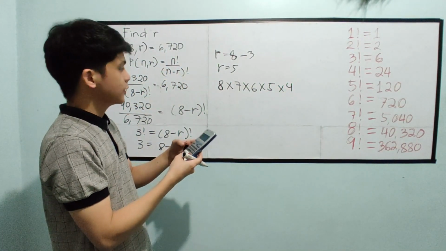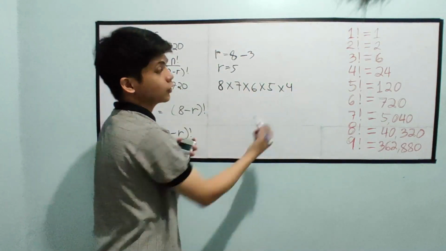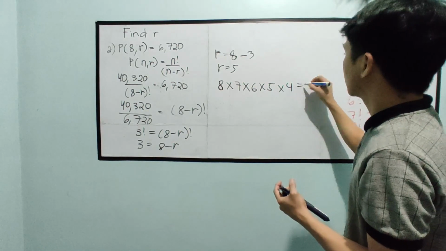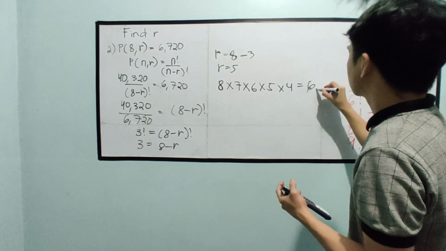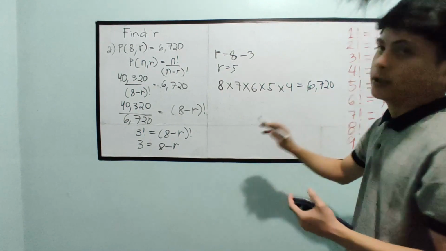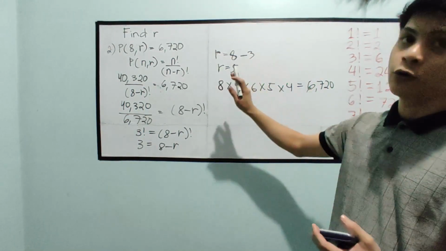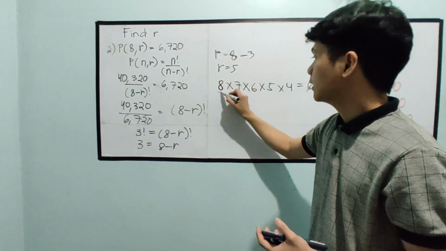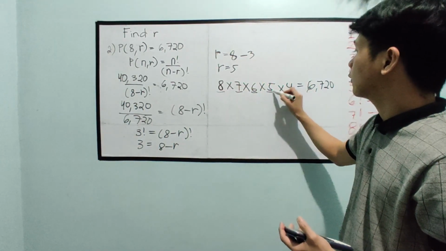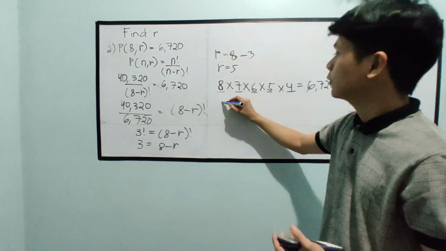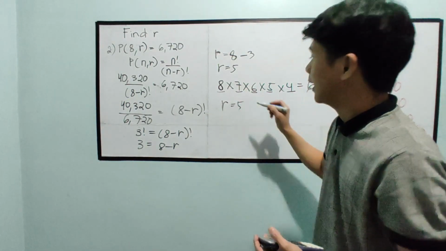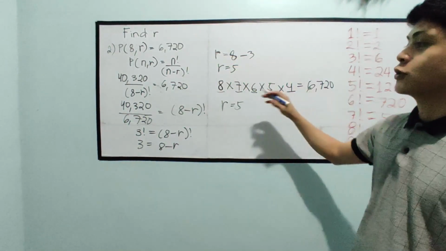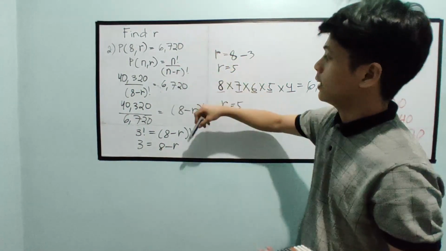Times 4. So, yung result nito, kung minultiply mo is 6,720. Now, para makuha mo yung sagot, bibilangin mo lang tong mga numbers na minultiply mo. So, 1, 2, 3, 4, 5. So, therefore, yung answer is 5. So, ganun lang siya. So, ang bilis mo lang siya masosolve. Hindi mo na kailangan yung mahabang method na to.